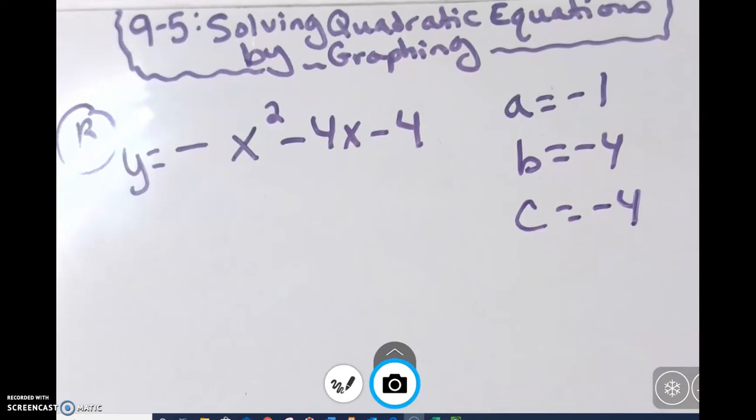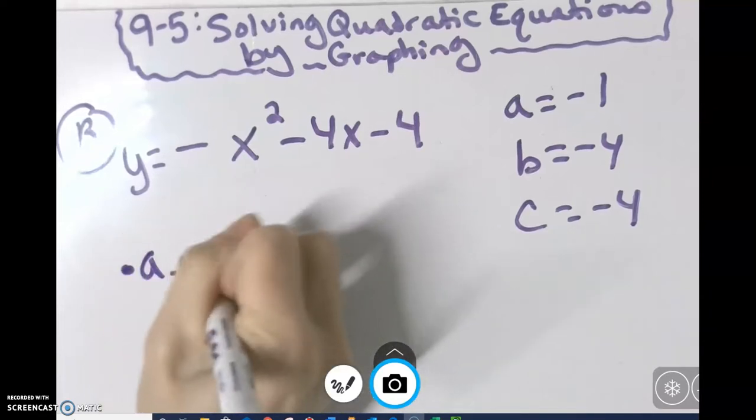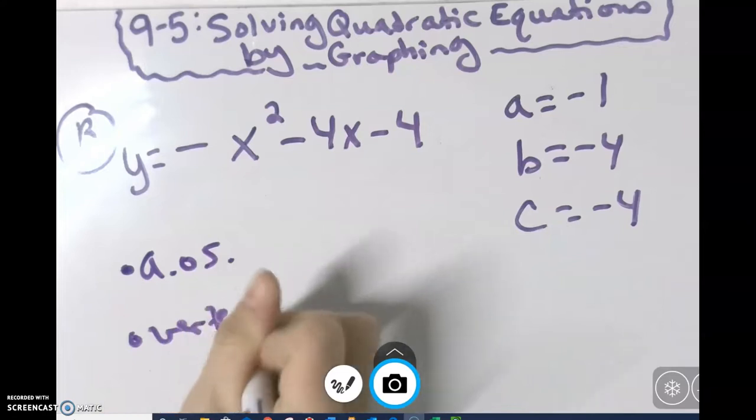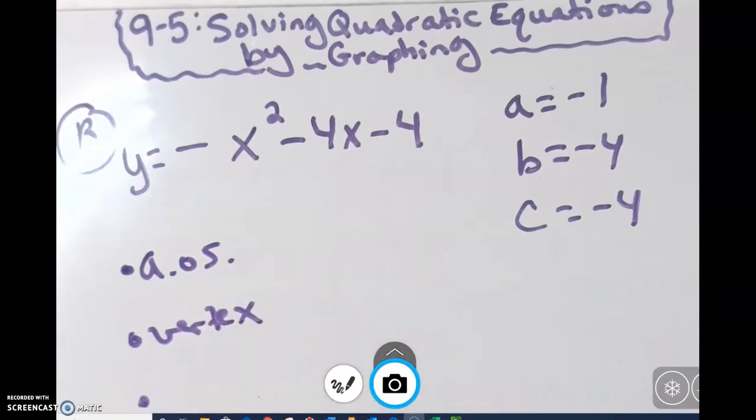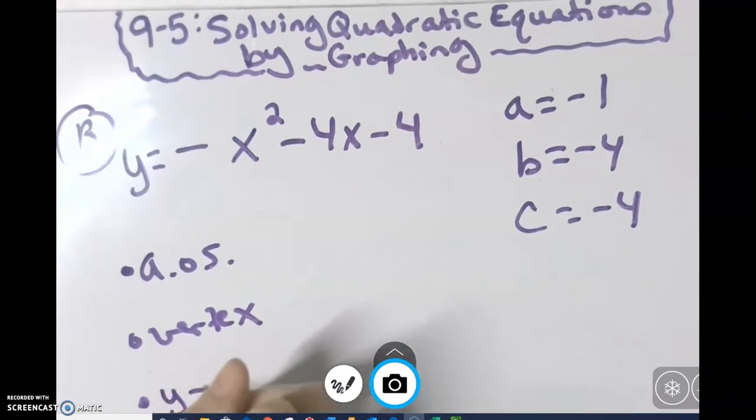So my next step is to come up with the axis of symmetry, the vertex, and then, oh, the y-intercept. I think I skipped that on the last one. Y-intercept.